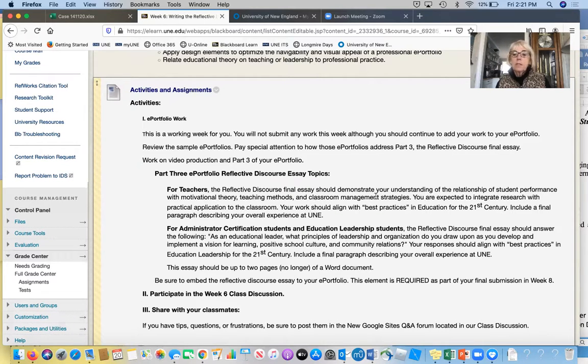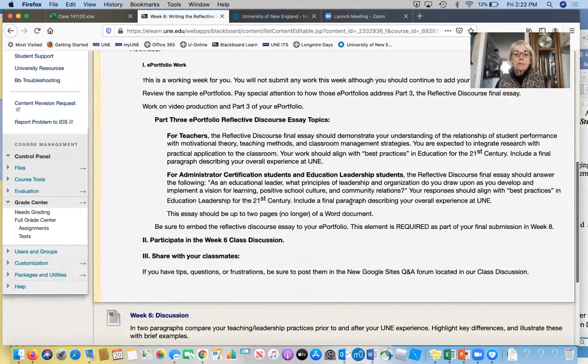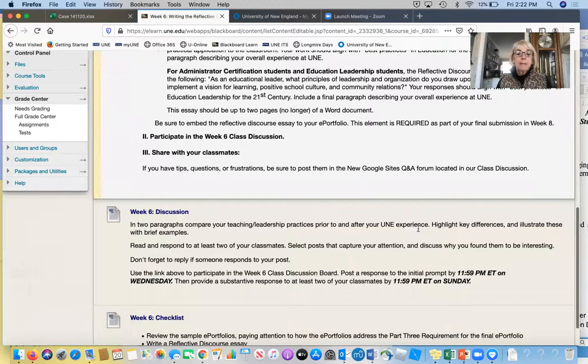If you're a teacher, it explains here the discourse, which is part 3 of your e-portfolio, and then the administrator. The essay should be up to 2 pages, no longer, of a Word document. So I think that's kind of great. You don't have to go on and on. And then embed that discourse into your e-portfolio. It's required.